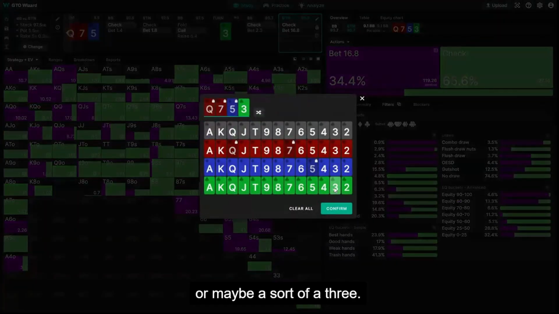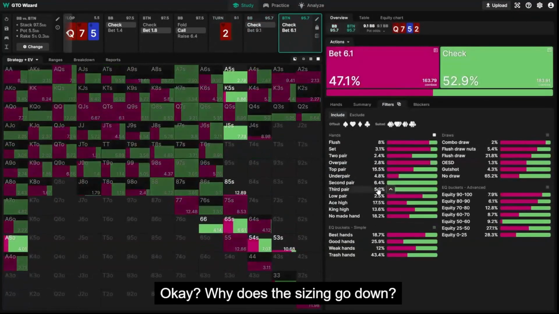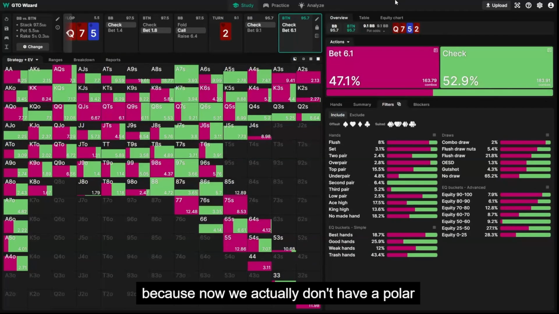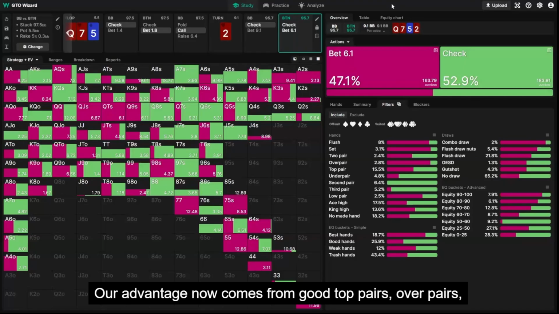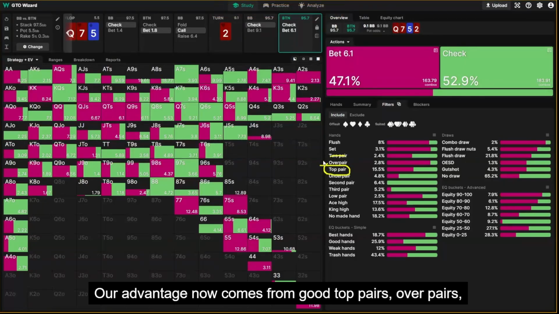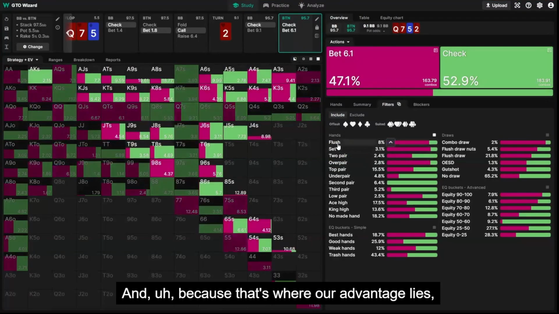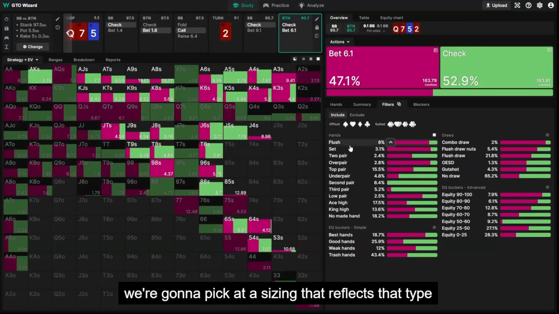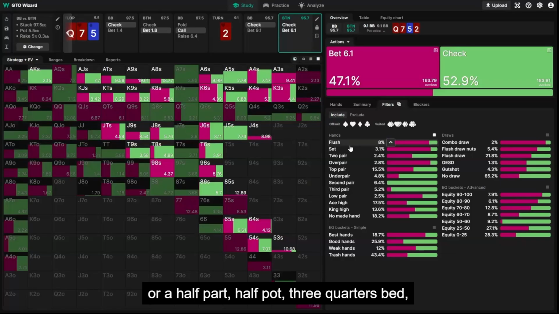Or maybe instead of a 3, we can look at a deuce of hearts, and what we'll see is sizing goes down. Okay, why does the sizing go down? Well, there's many reasons, but one of the main reasons is because now we actually don't have a polar advantage that much. Our advantage now comes from good top pairs, over pairs, 2 pairs, and sets, those types. And because that's where our advantage lies, we're going to pick a sizing that reflects that type of hand, which in this case is a smaller size, of half pot, 3/4 bet, something like that, right?